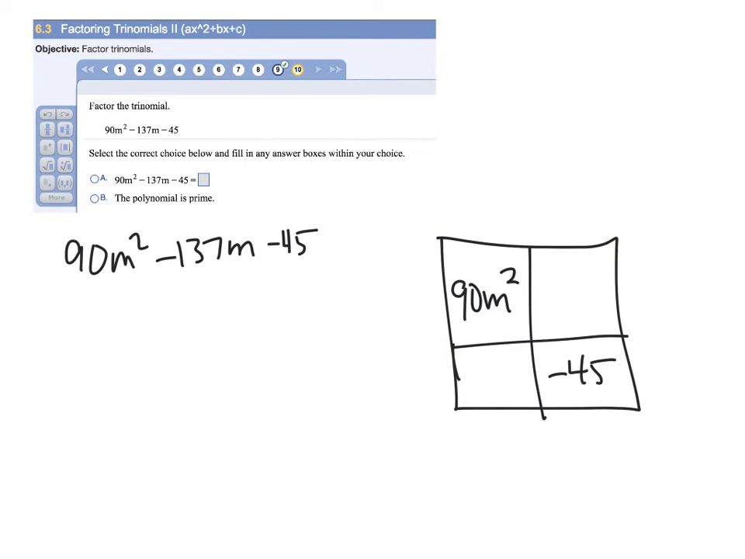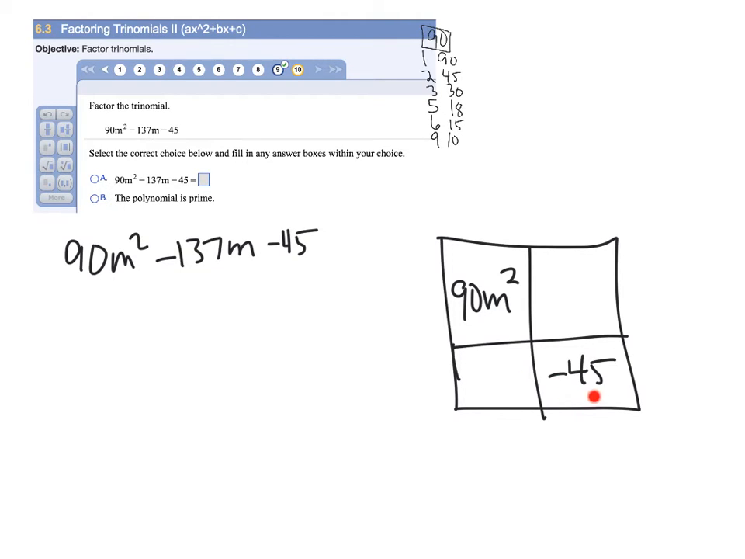Well, what are all the ways you could get 90? Well, 90 could be 1 times 90, 2 times 45, 3 times 30. Let's see, 4 and 5. You could do 5 times 18. Let's see, 6 times 15. 7, 8, 9. You could do 9 times 10. Okay, so you've got a lot of choices right there. A lot of choices for 90.